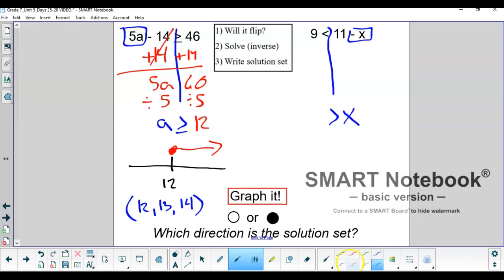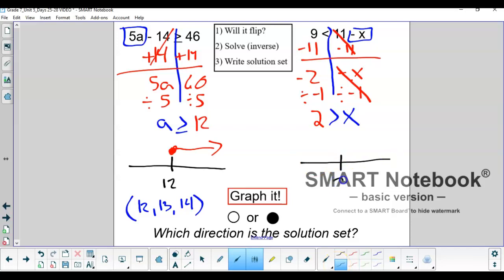Again, I go back to the problem. What's being done to negative x? It has a positive 11 on the same side. In order to get rid of that positive 11, I am subtracting 11. 9 minus 11 is negative 2, but be careful, that's what negative x is. Again, I'm dividing by negative 1 to clear out my negative 1x, and negative 2 divided by negative 1 is positive 2. So you should have gotten 2 is greater than x.